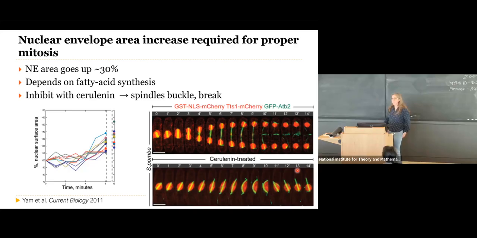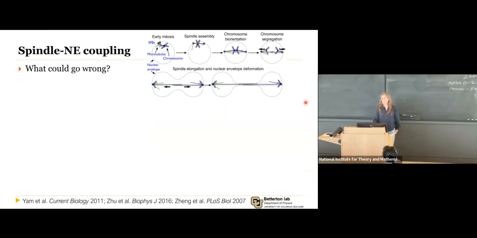Okay, so I thought that was really remarkable and I wanted to understand it. So let me just give a couple highlights. This is what normally happens. What other things can go wrong if spindle and nuclear envelope aren't coupled correctly?